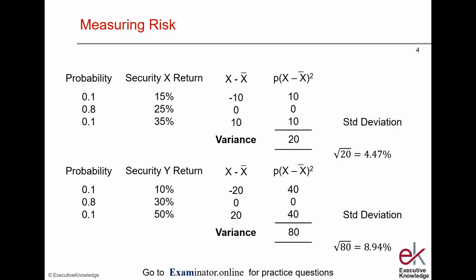So what you can tell from these calculations is that Security X has an expected return of 25% with a standard deviation of 4.47. Security Y has a higher expected return of 30%, but with it comes higher risk, a higher standard deviation, 8.94%. That material can be the subject of one, maybe two questions on Paper 7. Follow these principles and you will get the question correct.